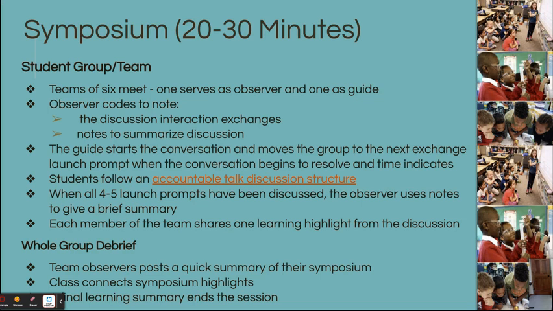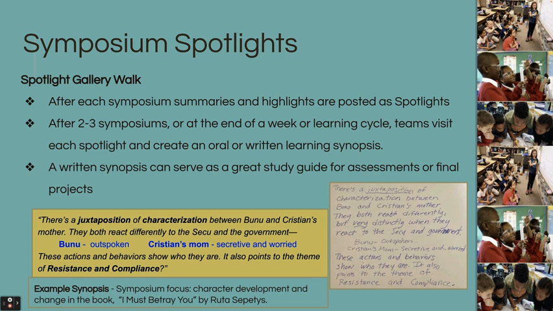After the launch questions have been thoroughly discussed, then they'll go around, they'll share a highlight, and then the observer will summarize, and they'll create what we call a spotlight. So we call those symposium spotlights. And what it is, if I've got 4 or 5 groups going on in the classroom, after the discussions have taken place, we then have 4 or 5 of these symposium spotlights to put around the room.